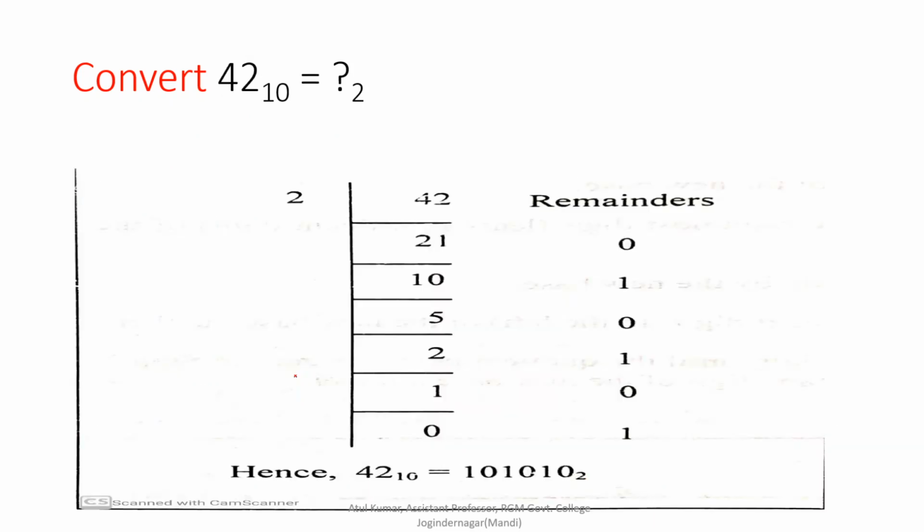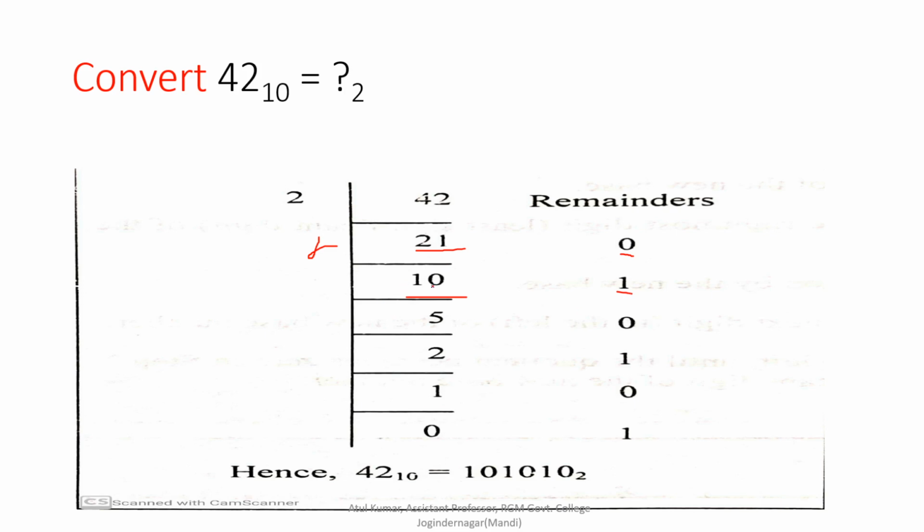This is the second example. Convert 42 from base 10 to base 2. So we have to convert this into a binary number. We divide 42 by 2. Here the quotient is 21, and when we divide 42 by 2, the remainder is 0. Then we divide 21 by 2 again. Then the quotient becomes 10 and the remainder becomes 1.